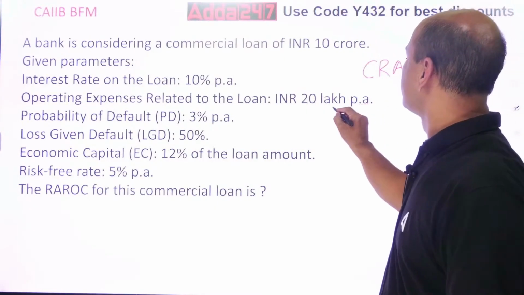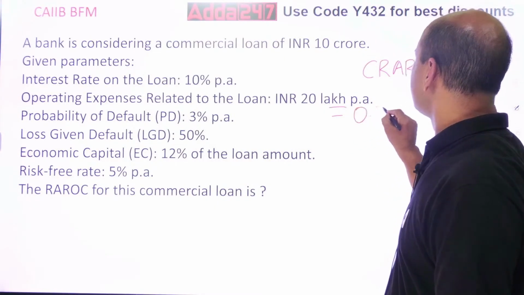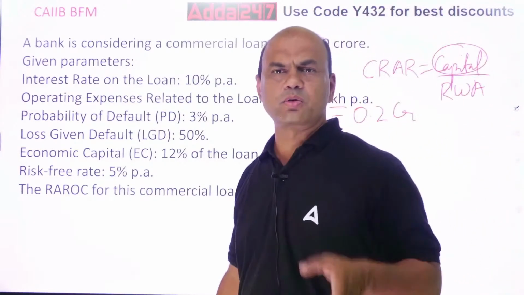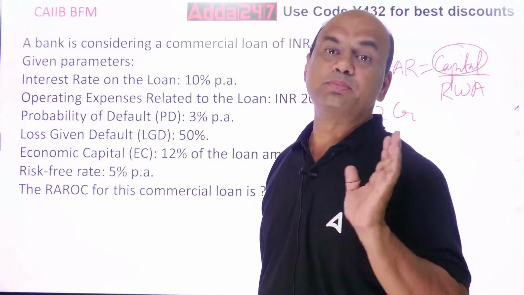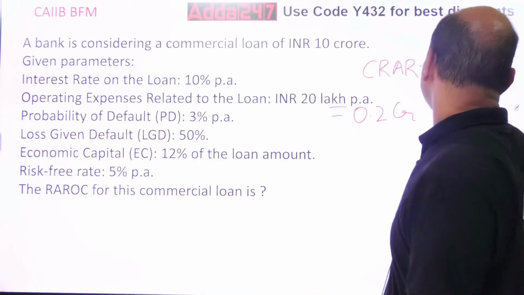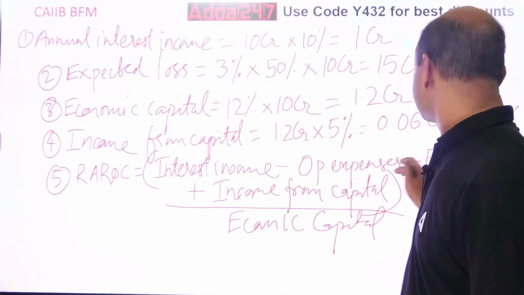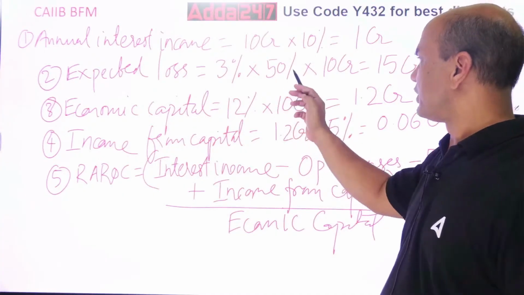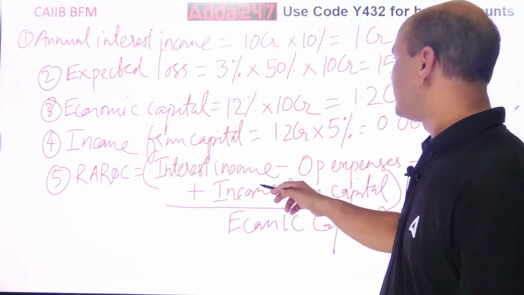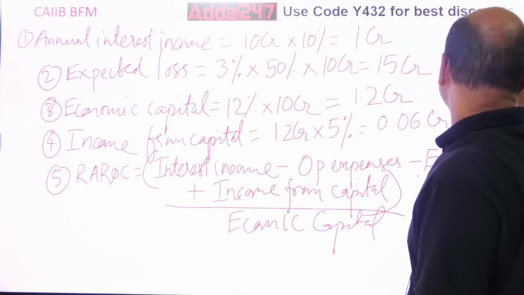So 20 lakhs, what you do? You write it in crores, 0.2 CR. Always bring all of them in the same unit, crore. That's simple to understand, isn't it? So now, this 0.2 minus what is this? Expected loss. That you got over here, 15 CR. Right? And plus income. Got it? So, write it down.